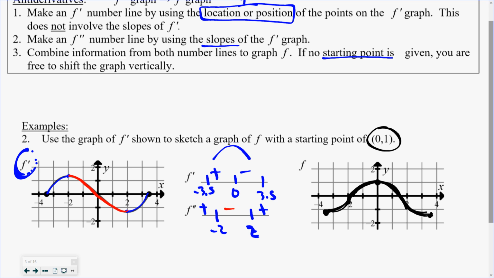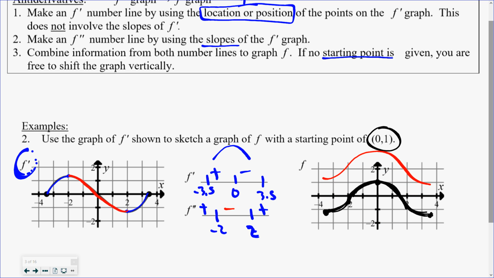Now, something to be aware of: if it had not given me a starting point of (0, 1), then I could pick the starting point wherever I wanted. If there's not a starting point, you could start anywhere you wanted. You could start down here and draw it. You could start up here and draw it.